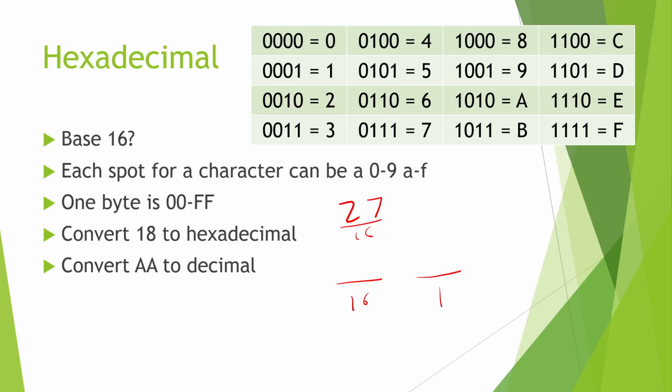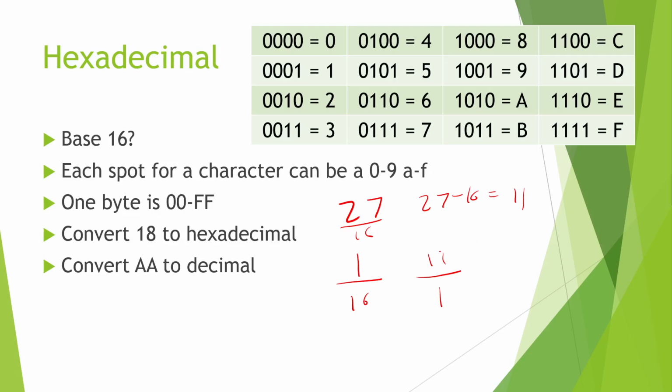Again, I only care about whole digits here. 1 with a remainder. So we can just put a 1 here. So we would then do 27 minus 16 equals 11. Can we put 11 there? Yeah, that's 2 digits, right? So we couldn't put 11 there. So what would we put there instead?